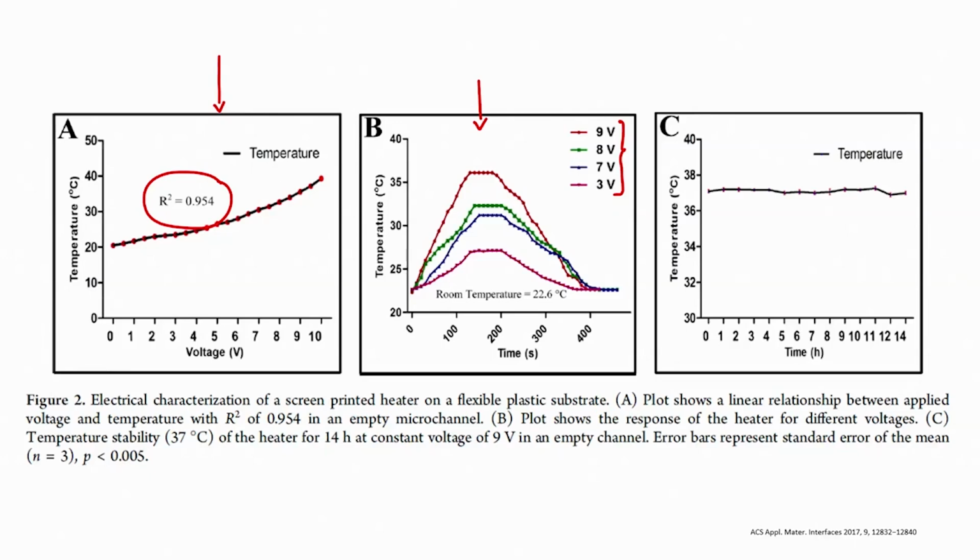Now, whether your heater is stable with respect to time for a particular temperature, that is what plot C shows: the temperature stability of the heater for 14 hours at a constant voltage of 9 volts in an empty channel. These error bars, you can see in the red color, represent standard error of mean. For n equals 3, we have performed the experiment 3 times and p value is less than 0.005. So, we have performed the characterization of the screen printed heater.